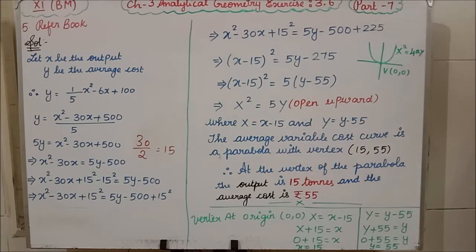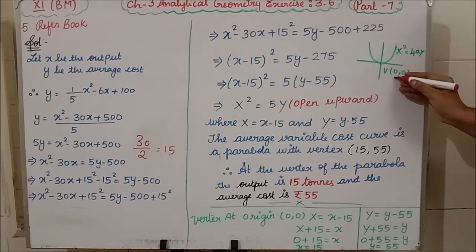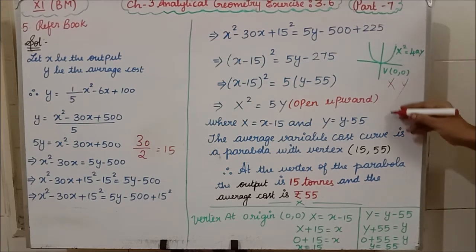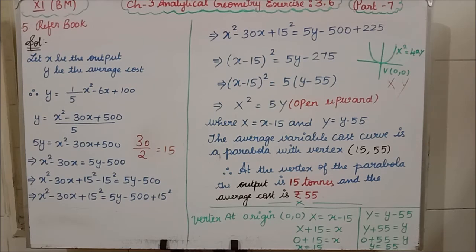Okay, but they were asking here, what is the average variable cost here? Isn't it? So what is the vertex of the open upward parabola? We are having here 0, 0. So the 0 is capital X and the 0 is capital Y. Clear all of you? The 0 is capital X and this 0 is capital Y.